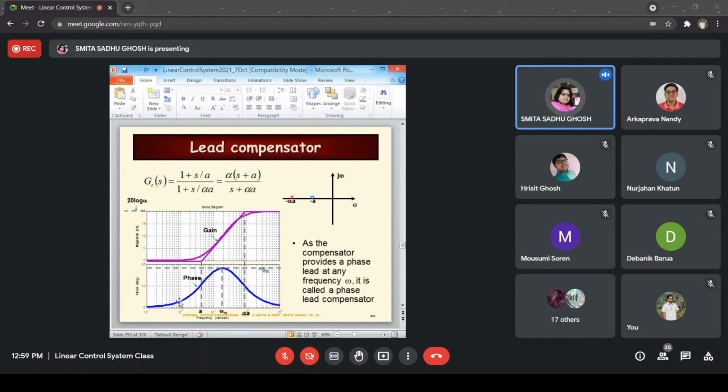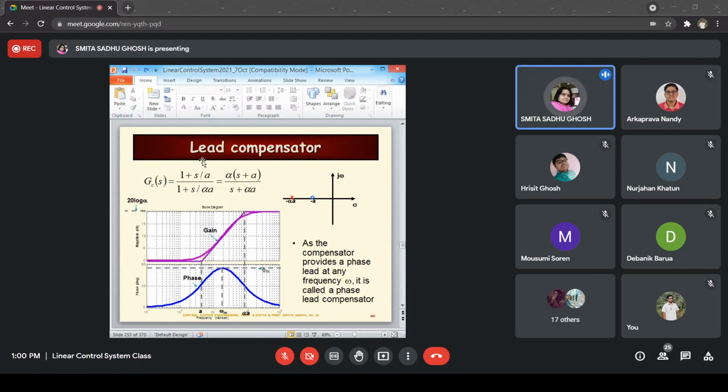Similarly, now at all other frequencies where omega is not equal to 0, what will be the contribution to the phase? The phase will again be tan inverse of omega by a minus tan inverse of omega by alpha a. So now the contribution from the 0 is going to be greater than the contribution from the pole. So the overall phase contribution will be a positive value, right? That is why you see the plot is going to the positive side from the 0.